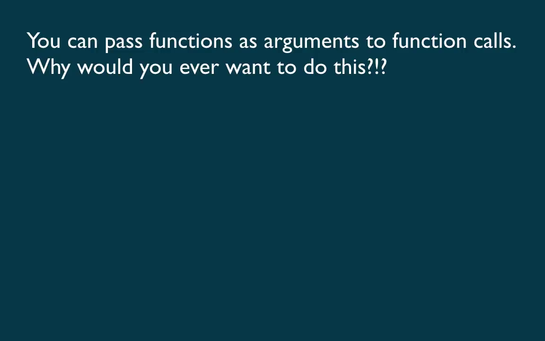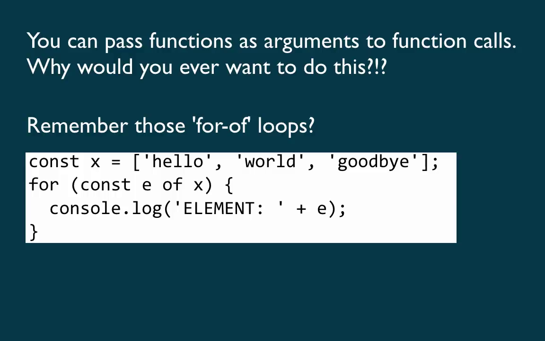Another thing you can do with functions, besides assigning objects and names to them, is to pass them as arguments to function calls. So what does that even mean, and why would you ever want to do that? Remember those for-of loops a while back? Remember how one of the recommended ways to iterate through an array is to use for-of.